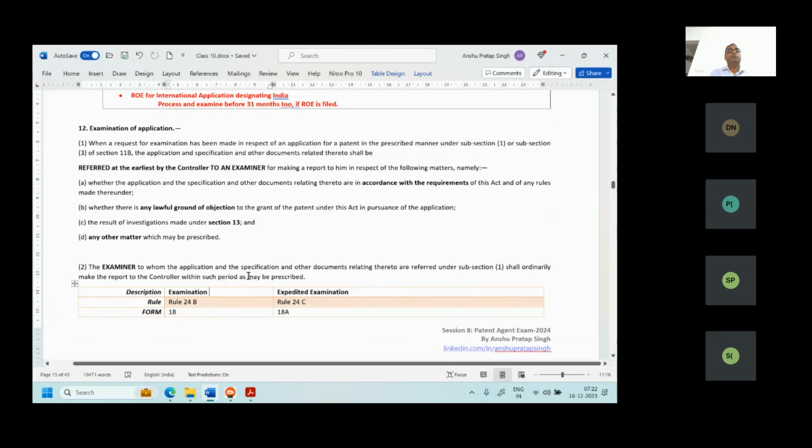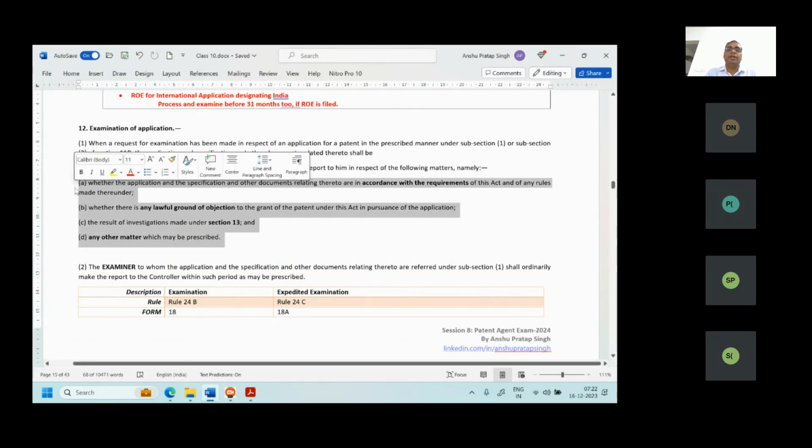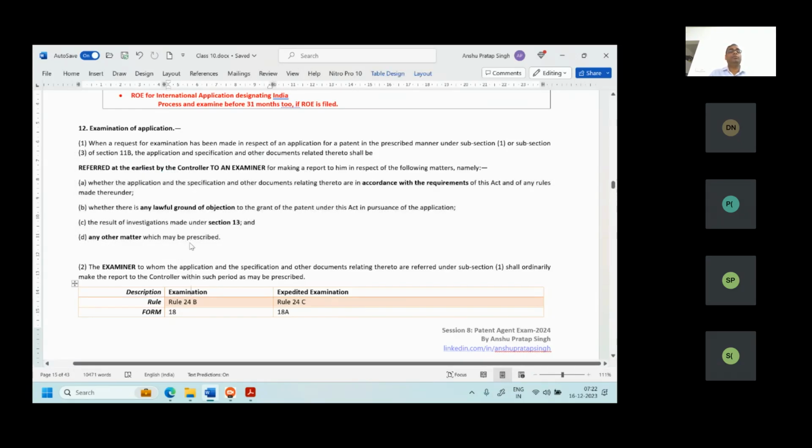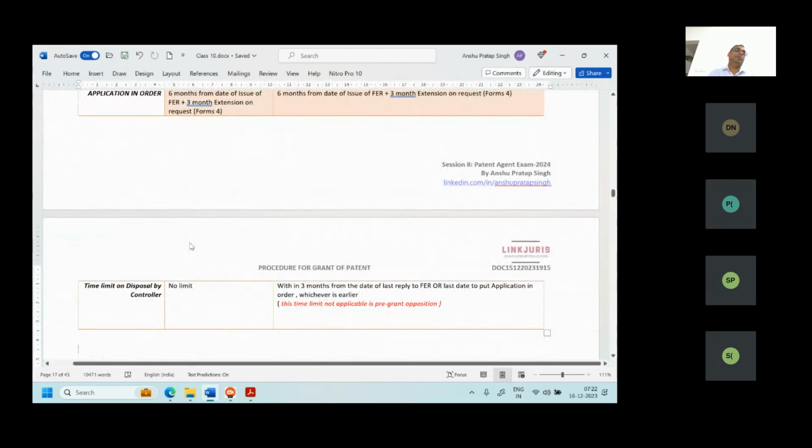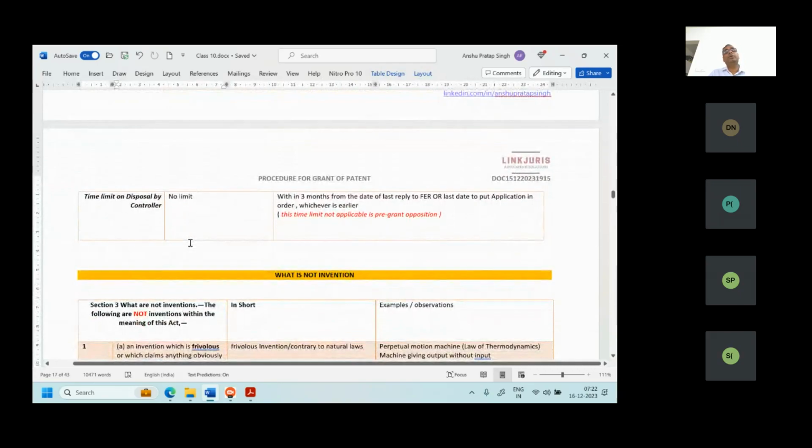And then 4 things are checked for this: whether all the requirements of the Act are being complied with, whether there is a lawful ground of objection to this, or any anticipation. Investigation is done under section 13, that will be done, and any other matter which is prescribed for them to look into, they will go for that, and on basis of it, an FER is issued. I have circulated a type of FER earlier in class. You can look into that to understand how FER is issued and what kind of a formality examination is done.